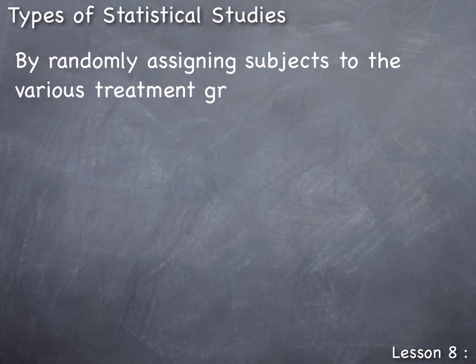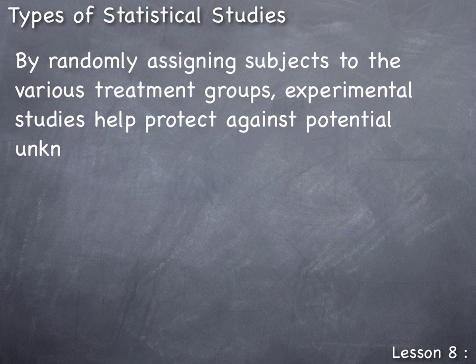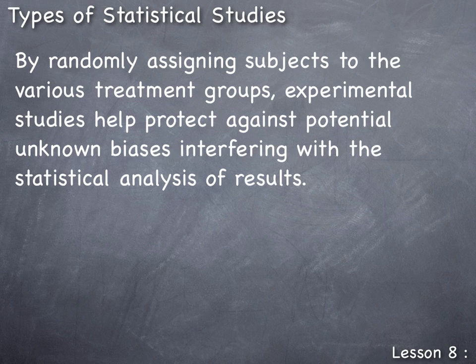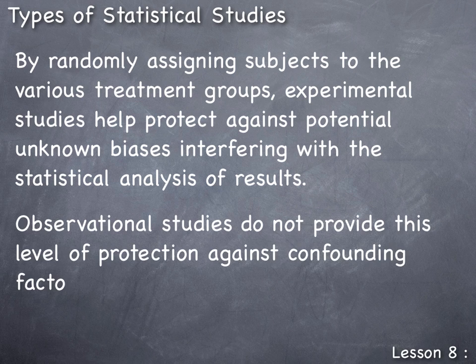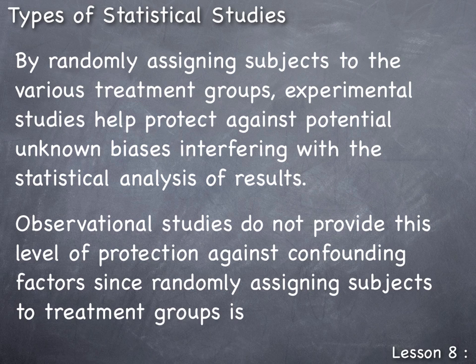By randomly assigning subjects to the various treatment groups, experimental studies help protect against potential unknown biases interfering with the statistical analysis of results. Observational studies do not provide this level of protection against confounding factors, since randomly assigning subjects to treatment groups is not undertaken.